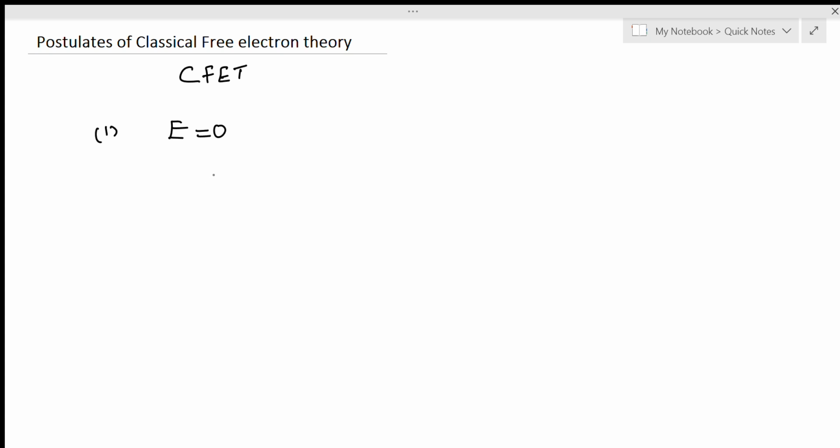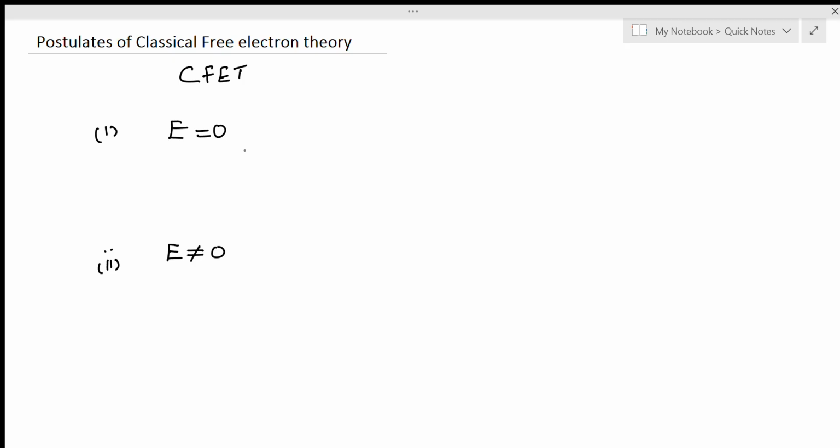So when no electrical field is applied, what is the behavior of free electrons in a metal? And the second postulate is about when the same metal is subjected to an external electrical field, what is the behavior of these free electrons in the metal?